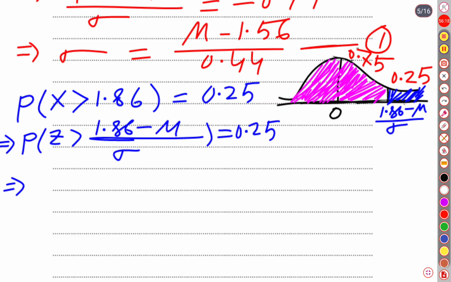So what have we learned from here? We have learned that our z score is lying on the right side, so definitely it is positive. So for this, what will be our corresponding z score? Probability of z greater than, let us say it is 0.25, so 0.75. For 0.75, our corresponding z score is going to be 0.674.